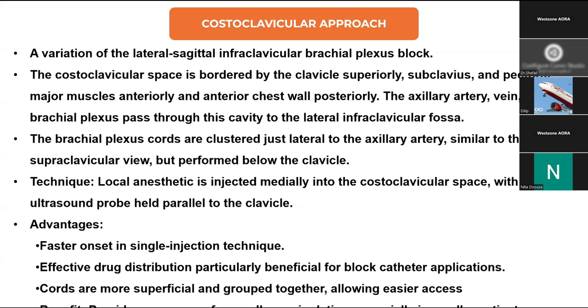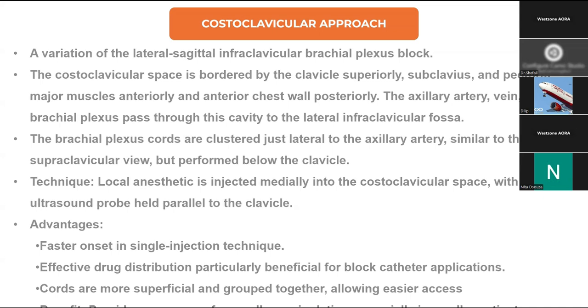Local anesthetic is injected medially into the costoclavicular space with the ultrasound probe held parallel to the clavicle. The advantage is that it is a single injection technique with faster onset and effective drug distribution. This is especially beneficial for catheter placement. Cords are also more superficial and grouped together, allowing for easier access.